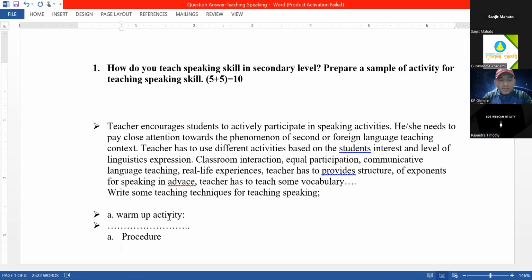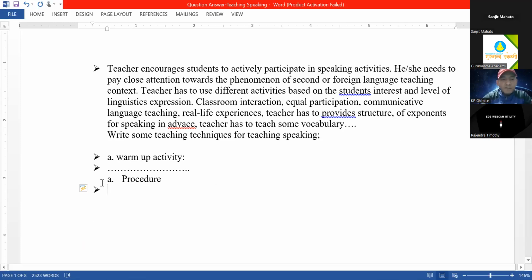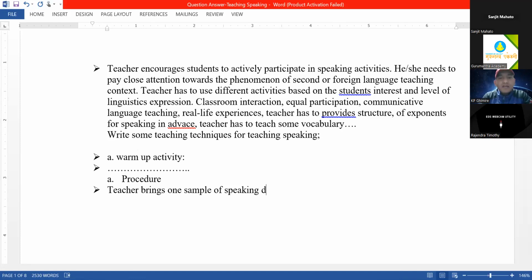It is a stepwise process. So what do you do at first, right? So use this kind of language, especially teacher. Teacher brings one sample of speaking text, speaking, let's say, dialogue or any text and displays, something like that. What do you do practically?